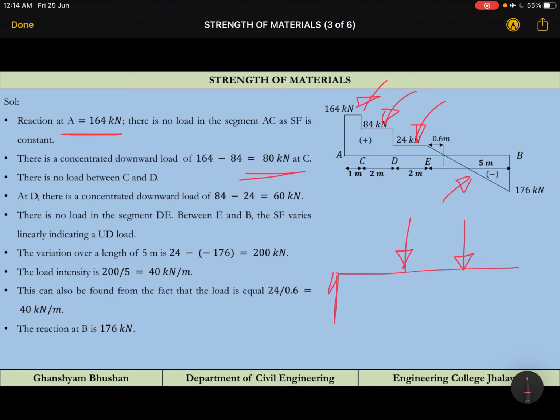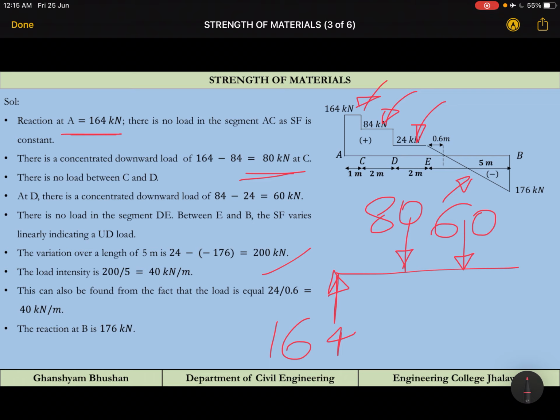So till now what we have seen: this is 164, this was 80, this is 60, and there is no loading from D to E. This we have already seen. Between E and B the shear force varies linearly, including the uniformly distributed load. So let us try to see. This I have already calculated.